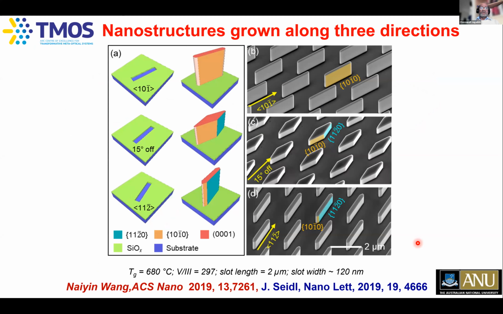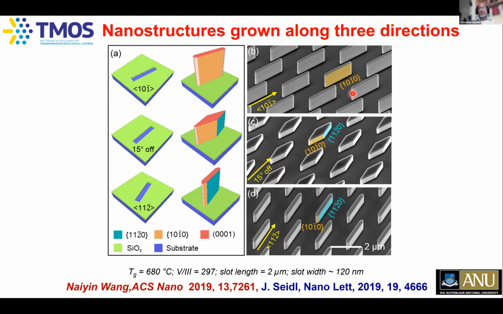So you can see that if you open a slot along a particular crystallographic orientation of 101 bar, put this in an MOCVD reactor, heat it up to somewhere between 650 and 750 degrees Celsius, and then introduce the gases for the growth of indium phosphide, you can get beautiful nanomembranes, for example, with these particular facets on the side walls here.